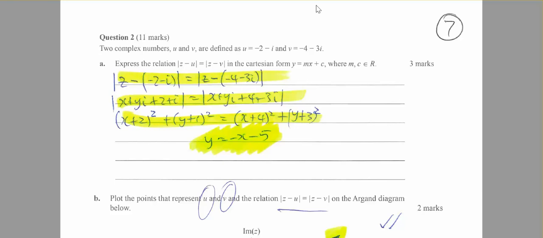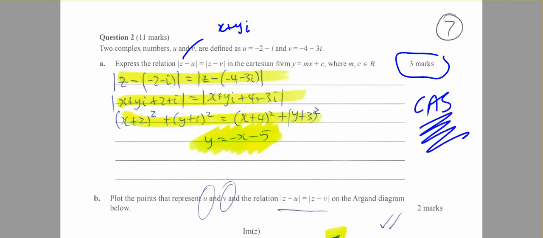Okay, so this is the complex number question. I'm going to replace my z with x plus yi, and get my real components together. Now this is a 3-mark question, so use your CAS along the way to assist you.